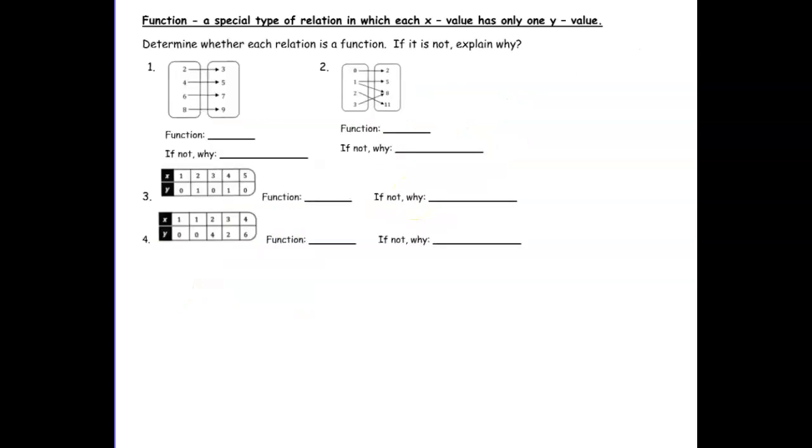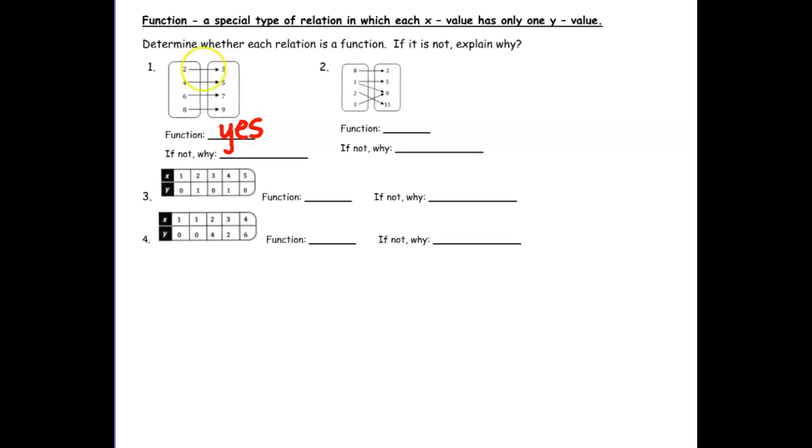Okay, so a function is a special type of relation in which each x value has only one y value. So if we look at the mapping right here, our inputs, our x values, are 2, 4, 6, and 8. And notice 2 only has one output. It goes to 3. 4 goes to 5. 6 goes to 7. 8 goes to 9. So those all have one output, so it would be considered a function.